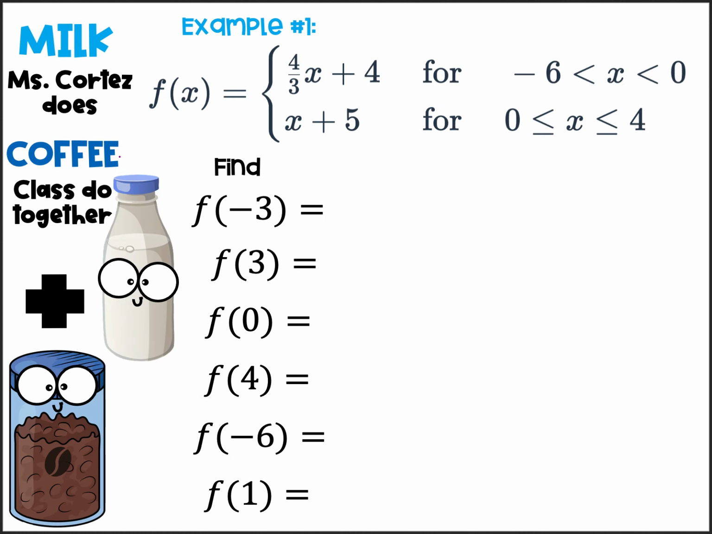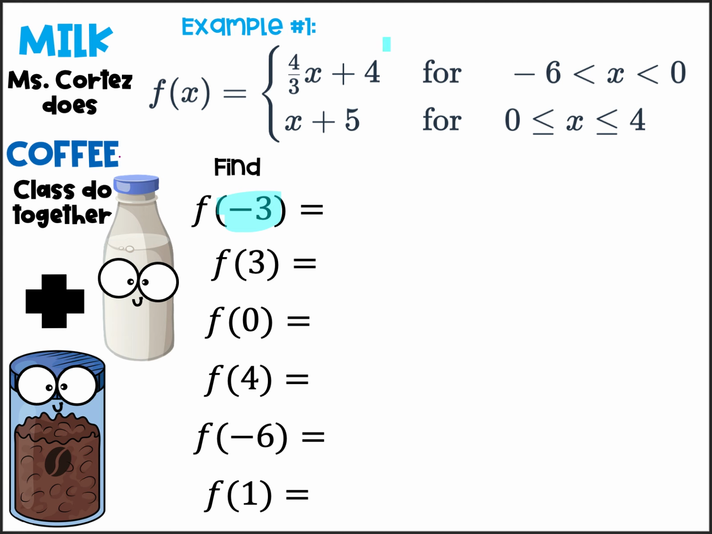Let's go over our first example. We define the function 4/3 x + 4 for any value that is in between -6 and 0, not including the -6 and not including the 0. And x + 5 for whenever our x is in between 0 and 4, inclusive, including the 4 and including the 0. So let's start with f of -3.